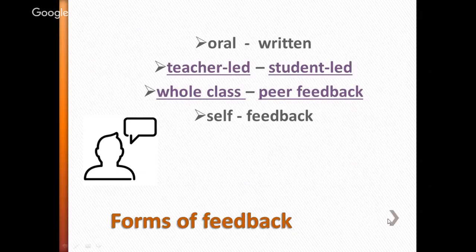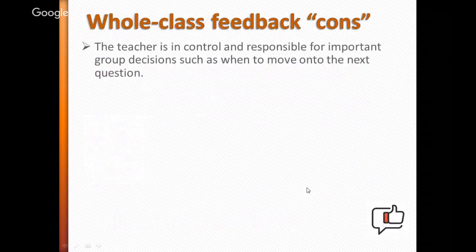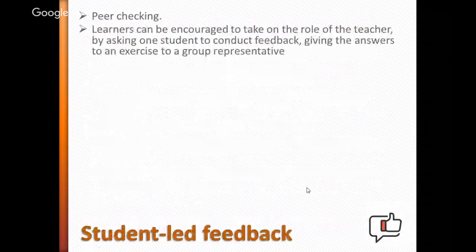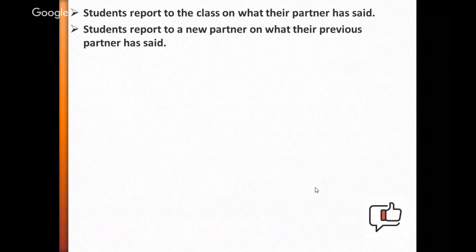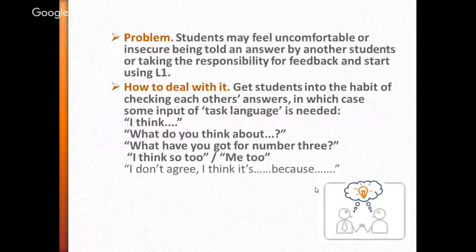Peer feedback can have its drawbacks as well, because not all the students feel comfortable when they have to give answers. They may be insecure, or shy to do this, or start using their first language, and if somebody tells them this is the correct answer, they may not believe it, or they trust only the teacher. So how to deal with this?